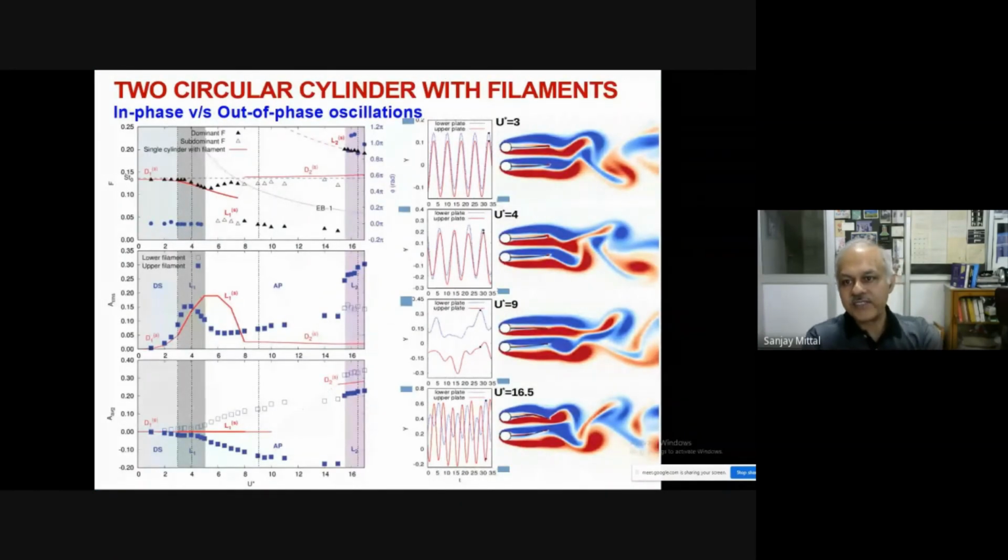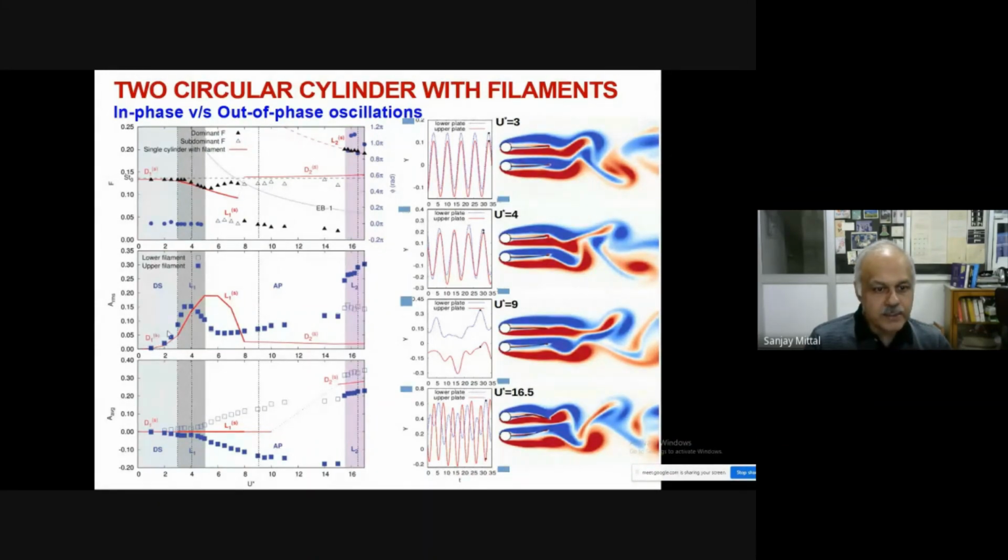How about two cylinders with filaments? So here is a small summary of what was done. There are three reduced speeds given here: 3.4, 9, 16.5, and these are filaments just attached to cylinders, tandem cylinders. Sorry, not tandem. Just next to each other. And what is important here is the amplitude of vibration of the upper and lower filament. So let's take a while to look at it.